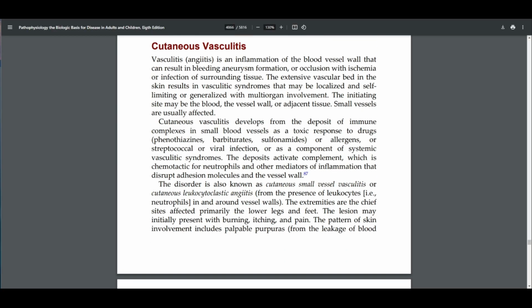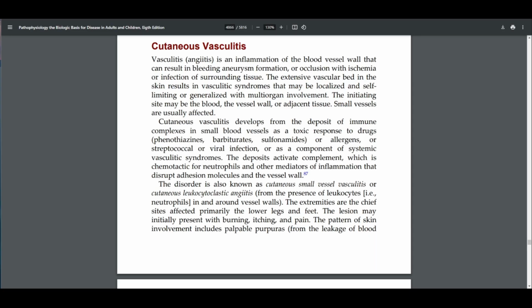Cutaneous vasculitis. Vasculitis is an inflammation of the blood vessel wall that can result in bleeding, aneurysm formation, occlusion with ischemia, or infection of surrounding tissue. The extensive vascular bed in the skin results in vasculitis syndromes that may be localized and self-limiting, or generalized with multi-organ involvement. The initiating site may be the blood, the vessel wall, or adjacent tissue. Small vessels are usually affected.